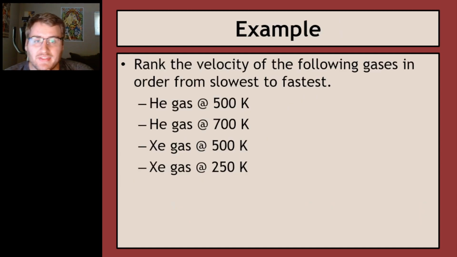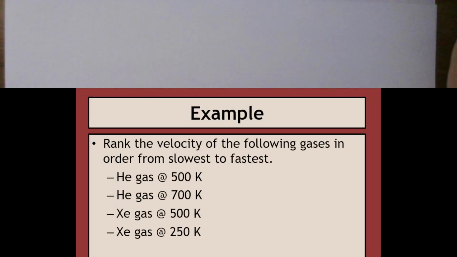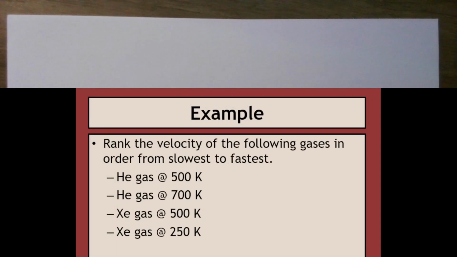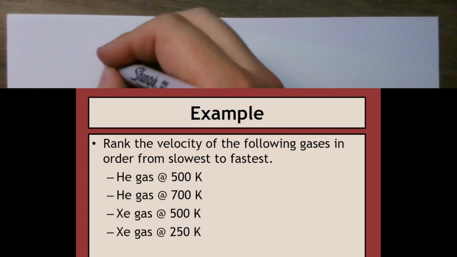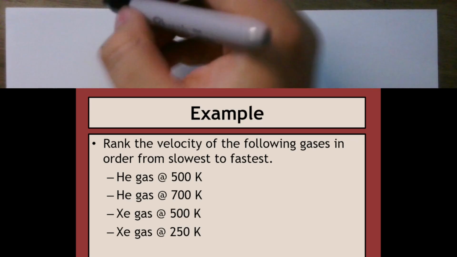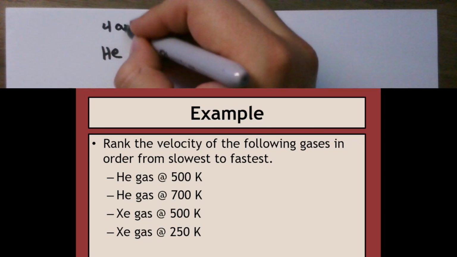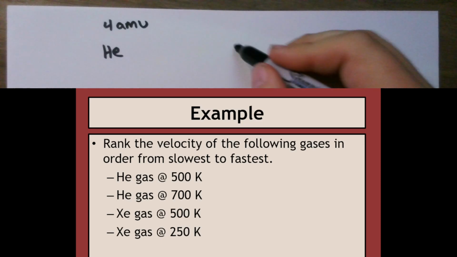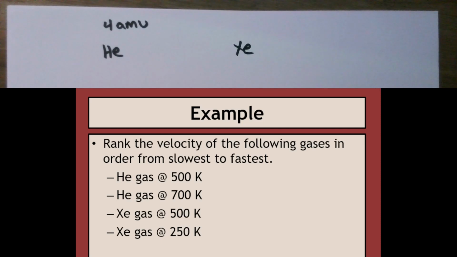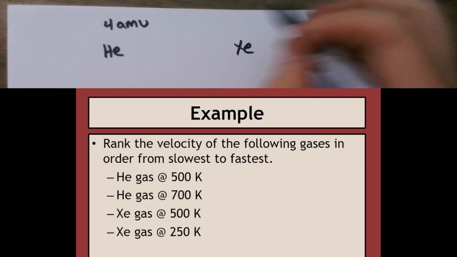So we want to rank the velocity of the following gases from slowest to fastest. Okay, so we have two different gases, so we need to compare those. We have helium. Helium is quite small. It weighs 4 AMUs. Xenon, I don't know exactly what it weighs, but it's way bigger, right? Xenon is large.